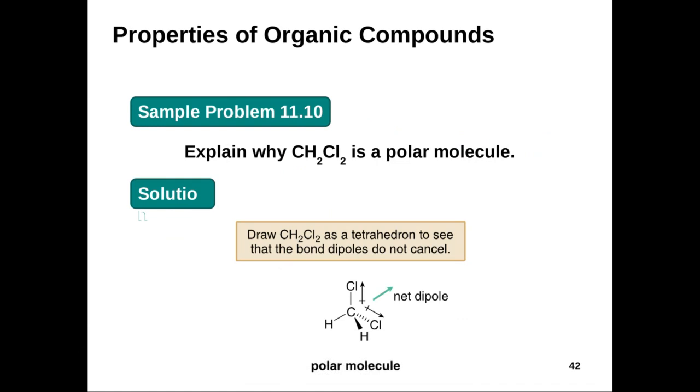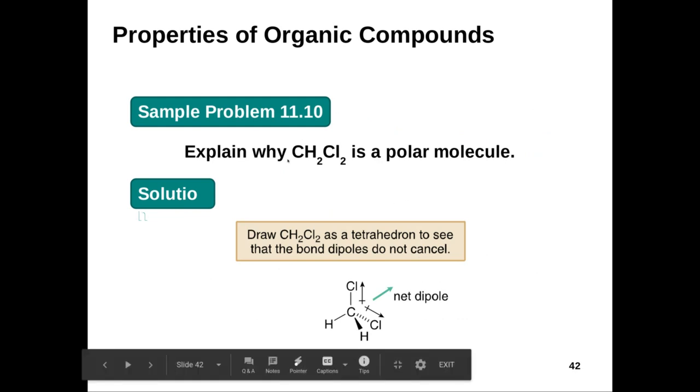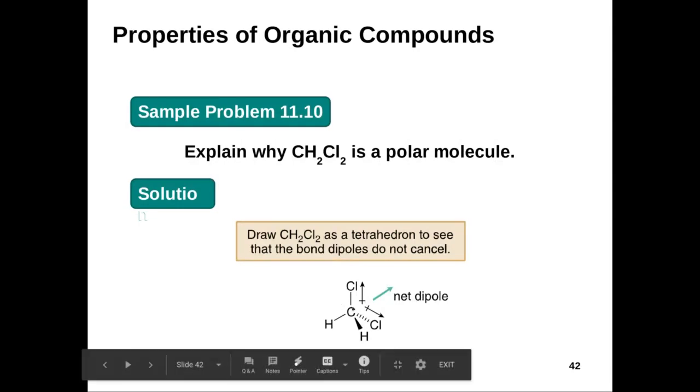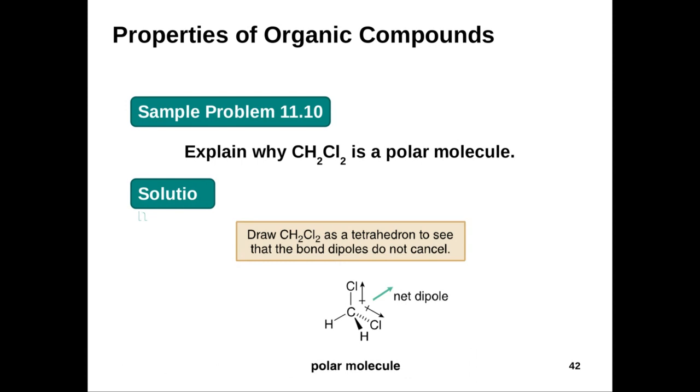So let's do a quick sample problem. Took this one from your textbook, just as a note. It's problem 1110. We can explain why CH2Cl2 is a polar molecule. Well, let's draw this. So we draw CH2Cl2. We draw this with the classic shape, right? Carbon in the center, bound to 2 hydrogens. There's 4 things bound to that center carbon, thus it has to be a tetrahedron shape.